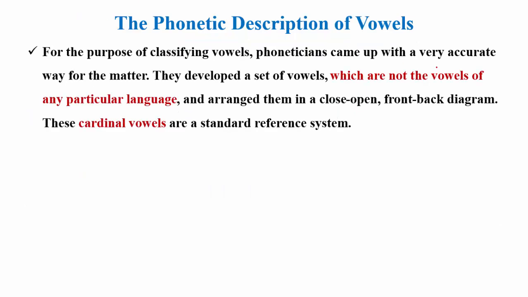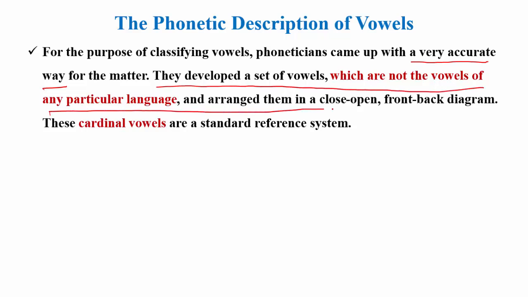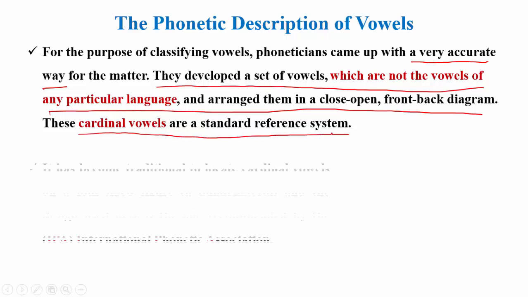For the purpose of classifying vowels, phoneticians came up with a very accurate way for the matter. They developed a set of vowels which are not the vowels of any particular language and arranged them in a close-open front-back diagram and called them cardinal vowels. These cardinal vowels are a standard reference system.